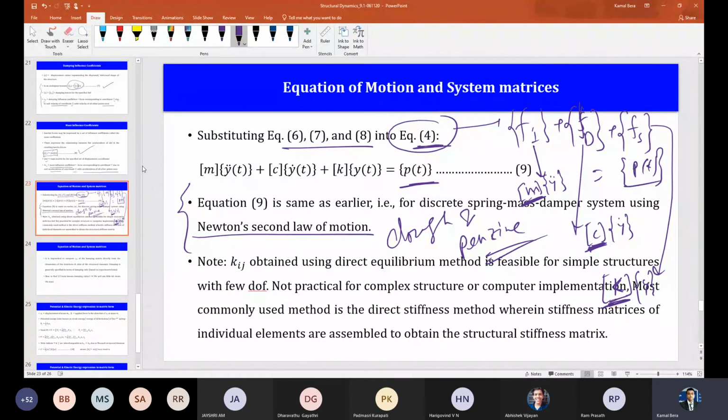When computers were not that popular or computer speed was not that good, until around 1970, those methods were quite popular, especially the moment distribution method and Kani's method. They remained popular until the 1970s and even the 1980s, and they are also used for small hand calculations just to check results.